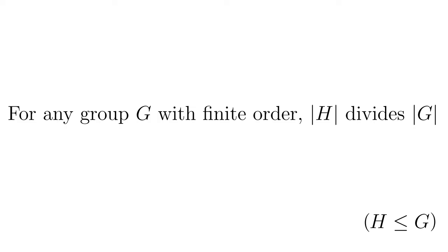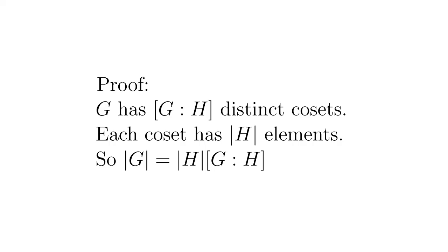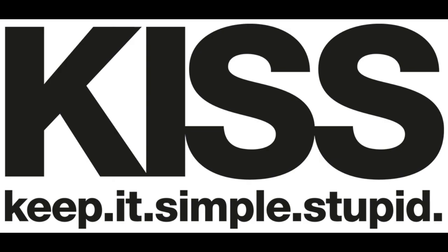Yes, sir. Lagrange's theorem actually states that the order of a subgroup must divide the order of the group for any finite group G. Now, here's the proof. Any group can be partitioned into some number of distinct cosets, and each coset has cardinality equivalent to H. So the order of G is equal to the order of H times the number of distinct cosets. In other words, the order of G is equal to the order of H times the index of H in G. It's almost comically simple.